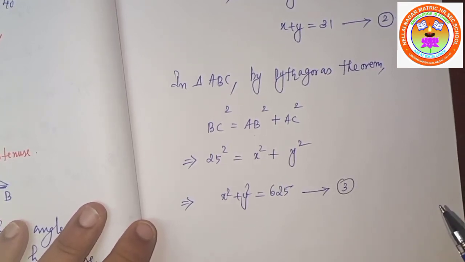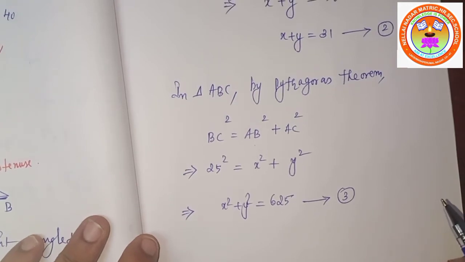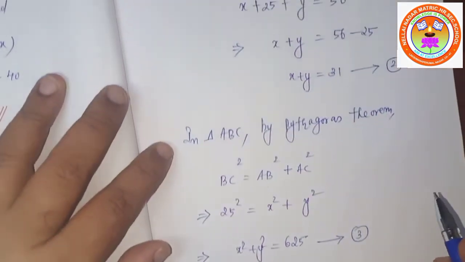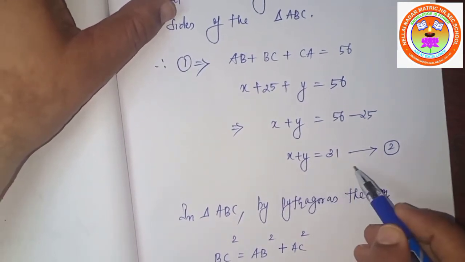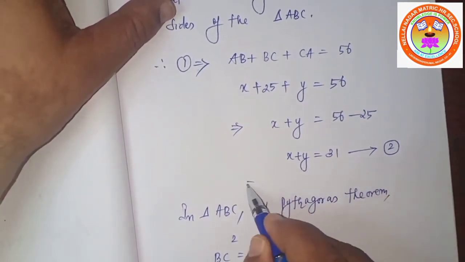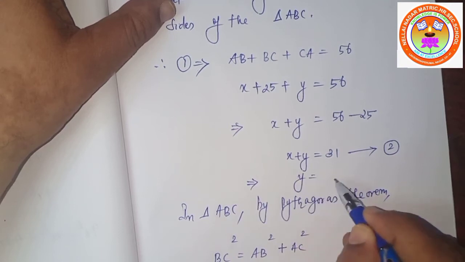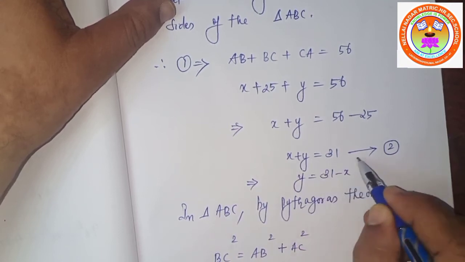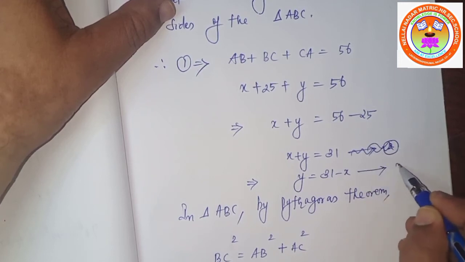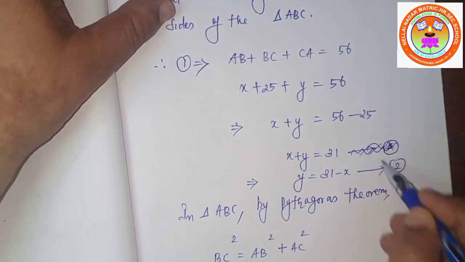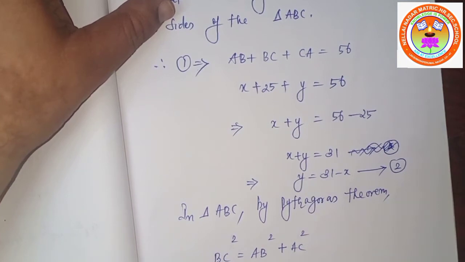Now we have to solve 2 and 3. How to solve? From equation 2, I find either X or Y, which implies I consider Y is equal to 31 minus X. I consider 31 minus X as equation number 2.